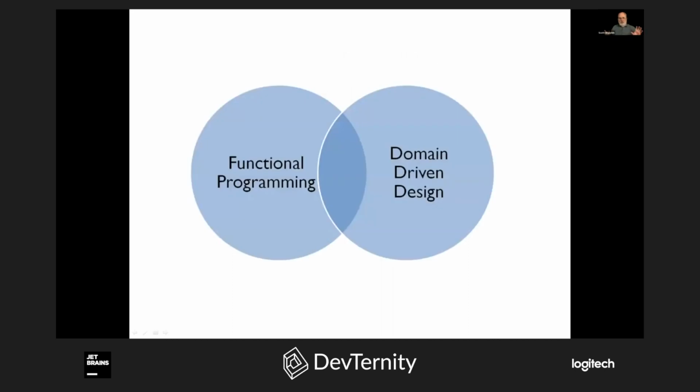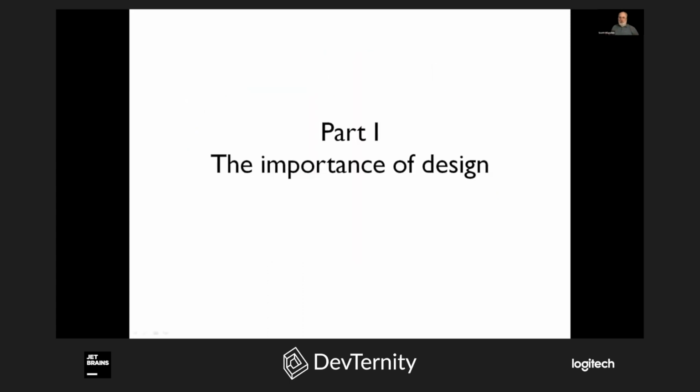So again, here's functional programming on one side, and domain-driven design, which is typically very object-oriented, on the other. But I think functional programming and domain-driven design have a lot of overlap, and they fit together very nicely. So let's start off with design. Before we even start talking about coding, what about design?